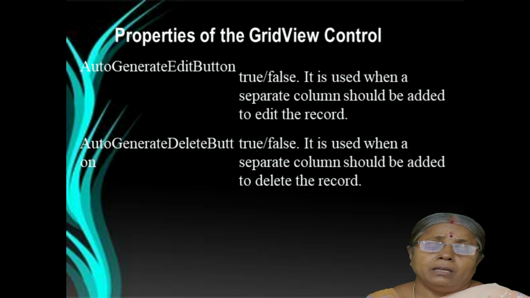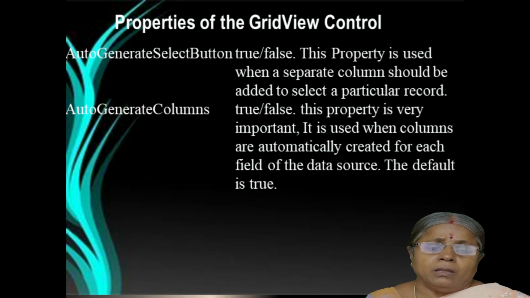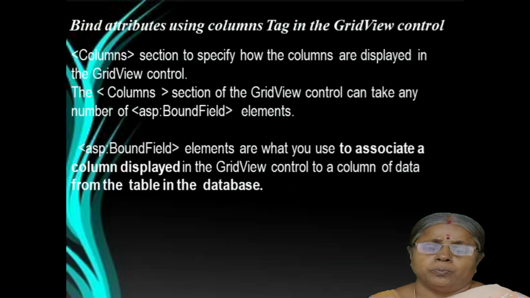Then other properties used in grid view controls are: auto generate edit button, used to set a separate column to edit the data source. Auto generate delete button, used when a separate column should be added to delete a record. Auto generate columns, this property is very important. It is used when columns are automatically created for each field of the data source. The default value is true.